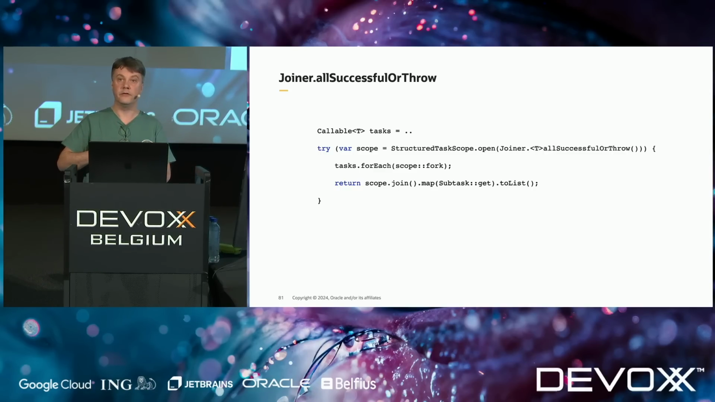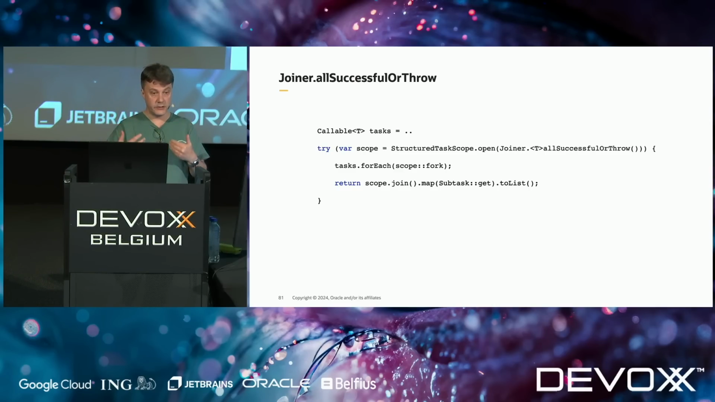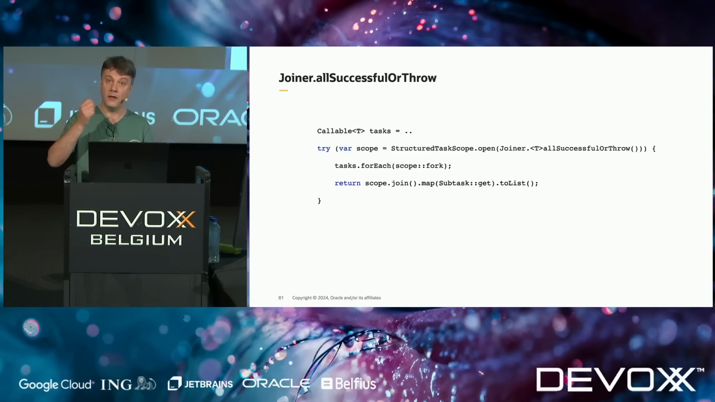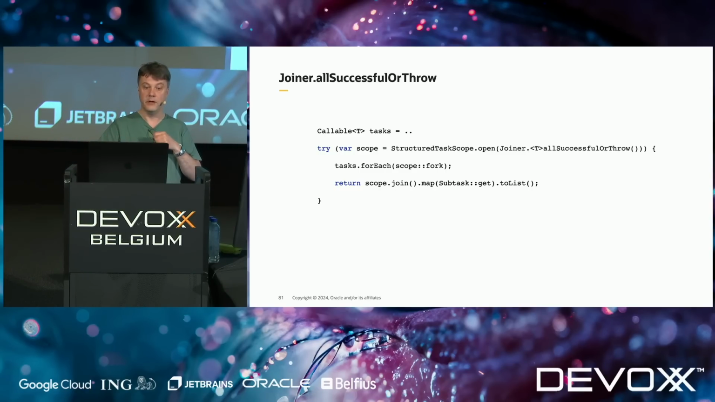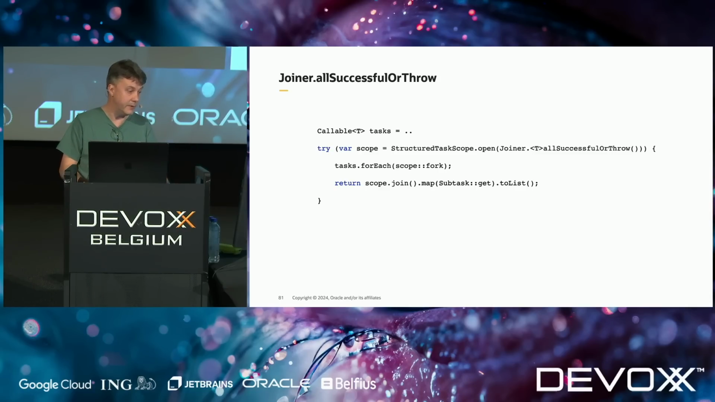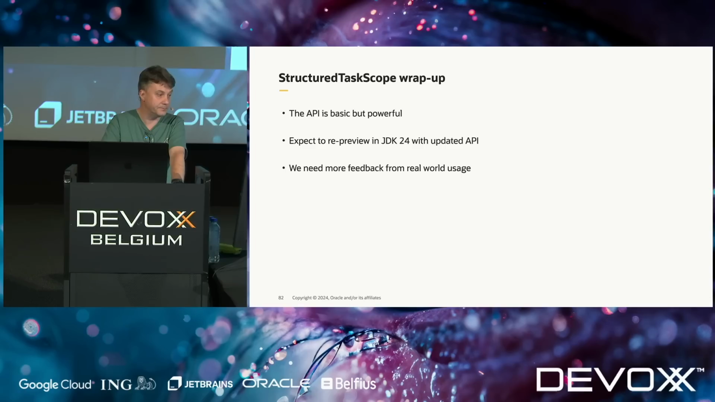Here's another one of the joiners that is built in, which is for dealing with subtasks that return results of the same type. It implements the same policy as what we have seen already, but what it returns is a stream of the successful subtasks. So you can use it in a stream pipeline, in this example, it uses the map operation and returns everything in a list. So very, very simple. And you can build your own joiners to do all sorts of other interesting things.